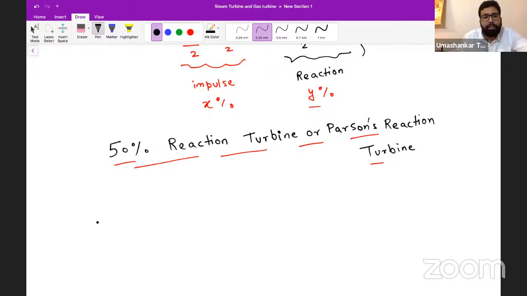So if I say there is 100% reaction turbine, we generally use this Parsons turbine. Why do we generally use this Parsons turbine? I will clear it in the next session, because time is running out now. So we are going to cover it in the next session also.